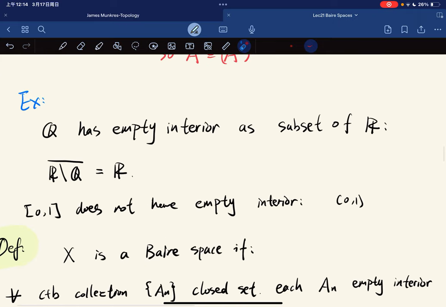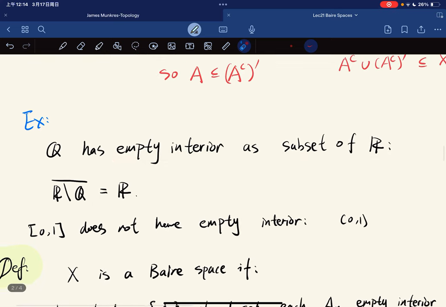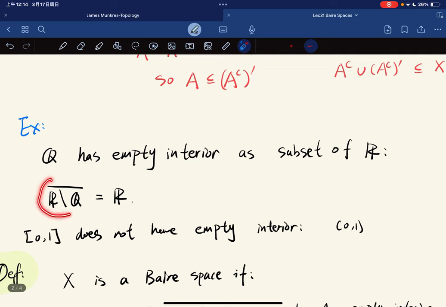So for example, the rational numbers have empty interior as a subset of the reals. Why? Because the closure of the irrationals is equal to the reals. You could think about it: for any real number, you make an arbitrary neighborhood, and there must be an irrational point contained in that neighborhood, right? So I think that should be easy to see.